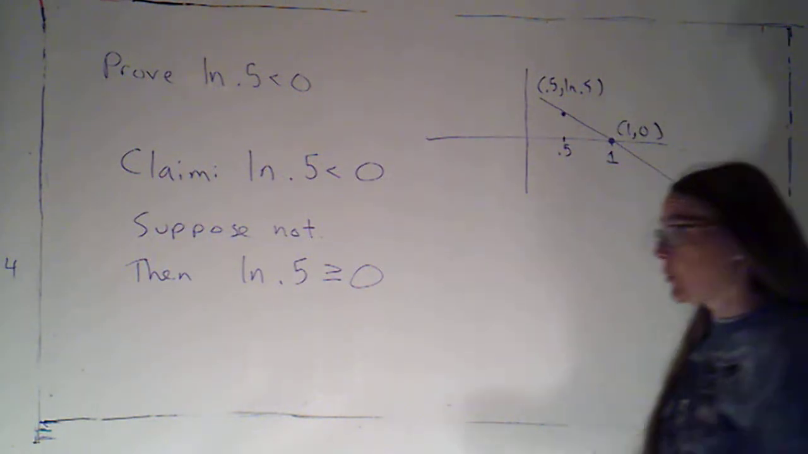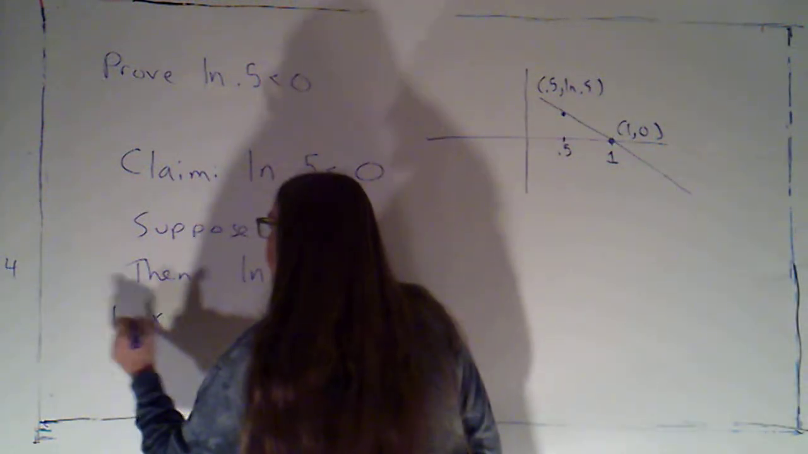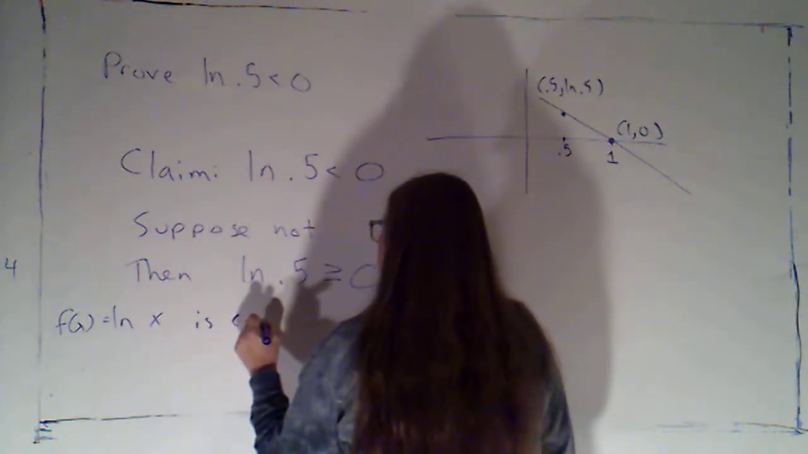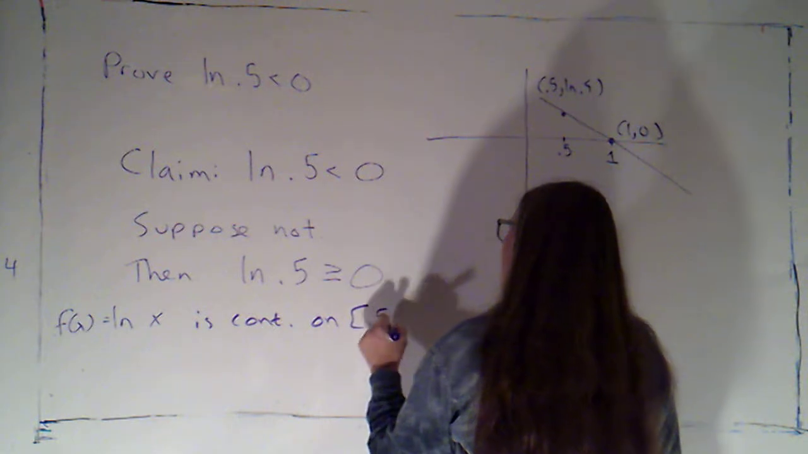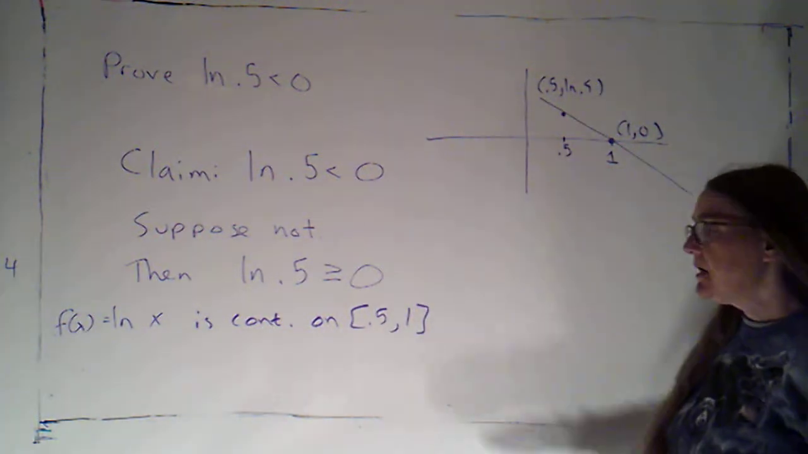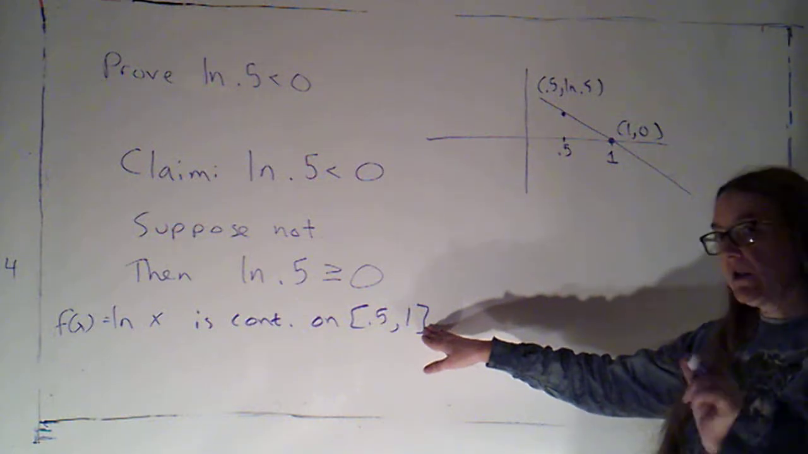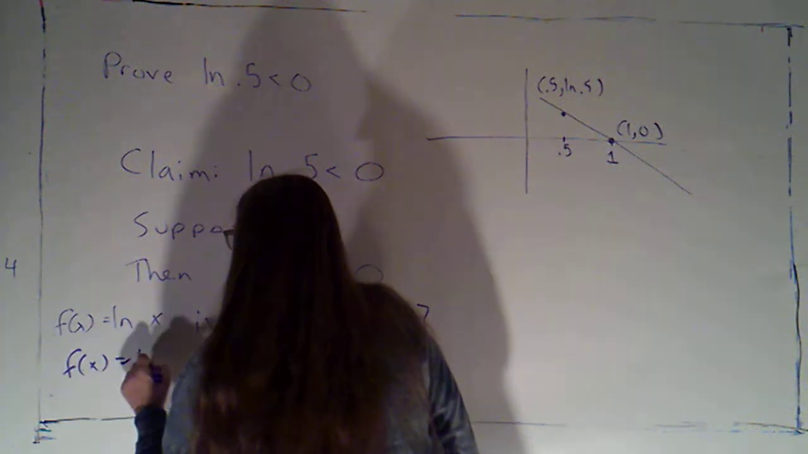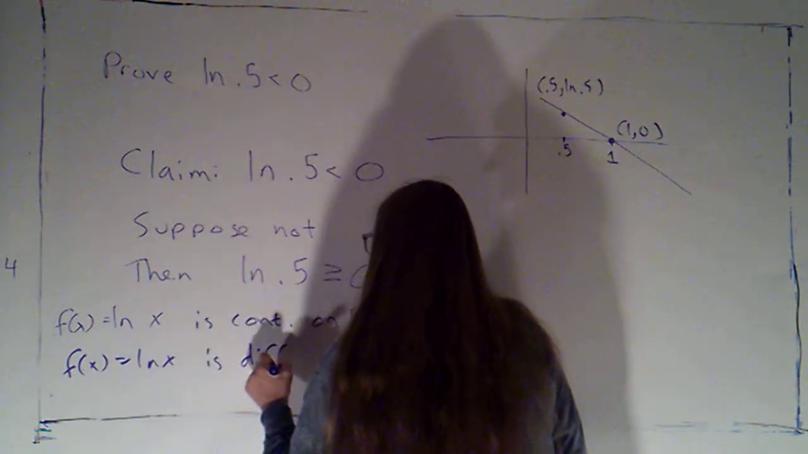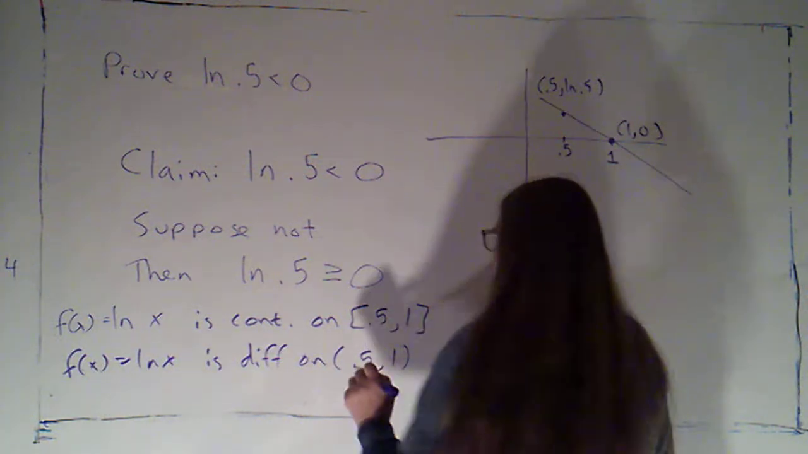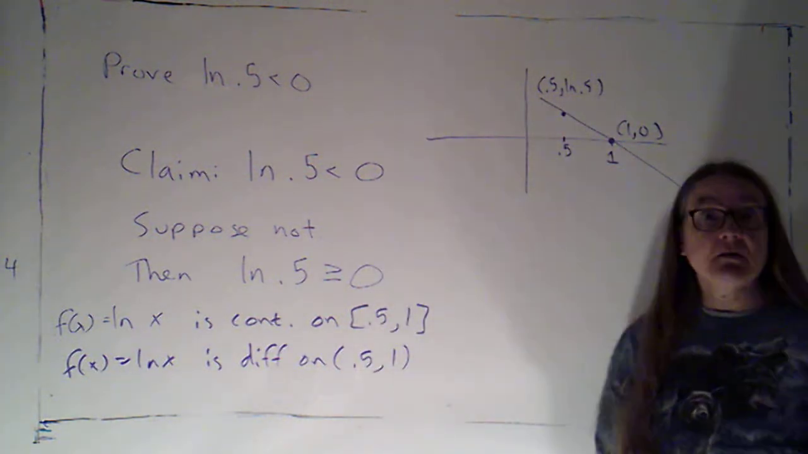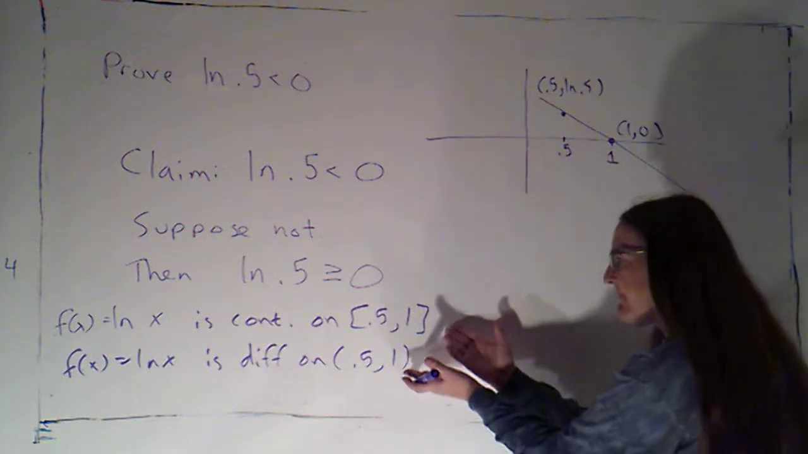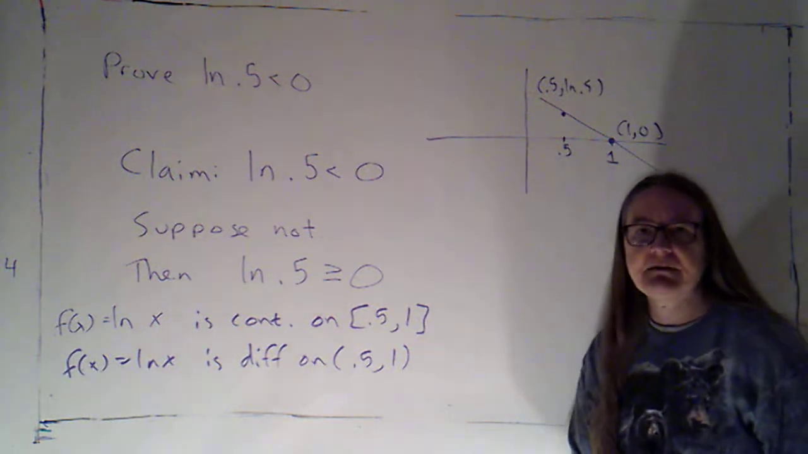Okay, so let's write this out. The natural log of x, let's call that f of x, is continuous on the closed interval from 0.5 to 1. It's continuous everywhere, but for the mean value theorem, I need it to be continuous on the closed interval with the two endpoints that I've chosen. F of x, which is the natural log of x, is differentiable on the open interval from 0.5 to 1. Now I know this particular function happens to be differentiable even at the endpoints, but I'm generally going to make it so that I have a perfect match for the hypotheses of the mean value theorem.